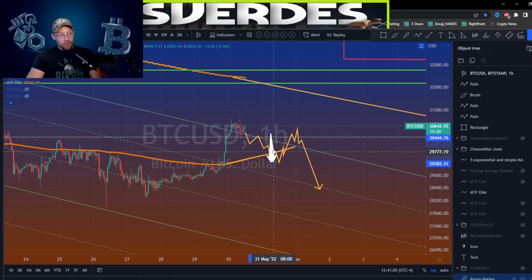Is it guaranteed to do that? No, but we have a high probability that's what it'll look like. Because it'll go up to the weekly open line and get rejected after having found support lower than the orange line, and that's it.